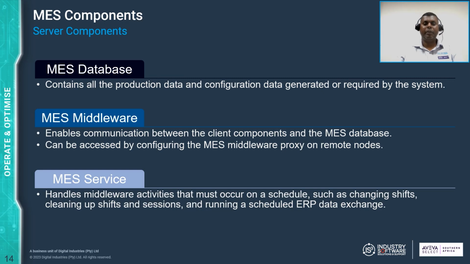On this slide, we take a look at the MES components. MES operations includes the following main components. Server components, which include database and communication services. This includes the MES database, which contains all the production data and configuration data generated or required by the system. The client components communicate with the production database through the predefined procedures stored in the production database.